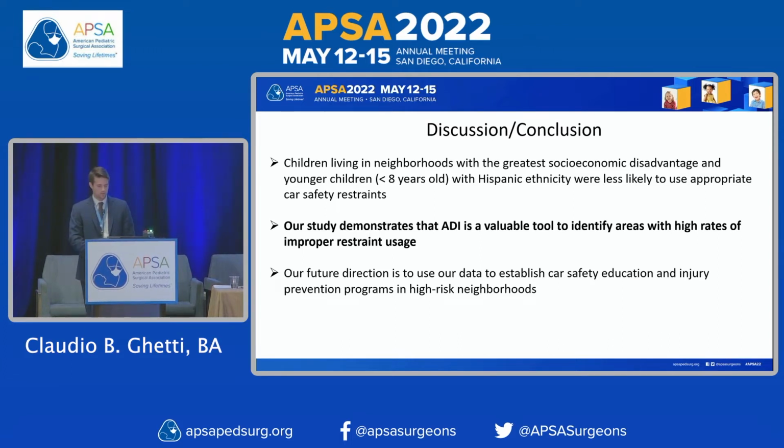We also found, and probably more importantly, the big takeaway from our study, if we take a step back, is that this Area Deprivation Index tool really allows us to look at the neighborhood level, which is different from a lot of other socioeconomic indicators. And as I'll mention in our other conclusion slide, this can be extrapolated to the rest of the United States in regions that have different patient populations from our own.